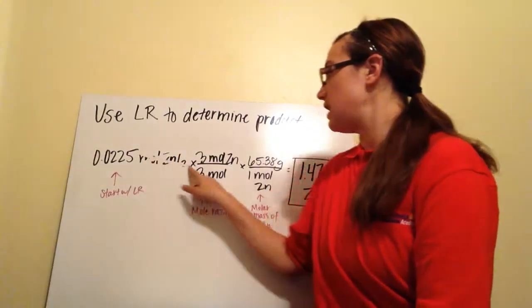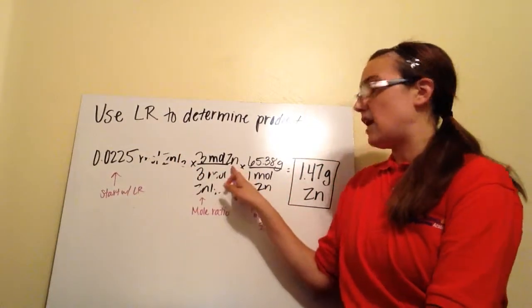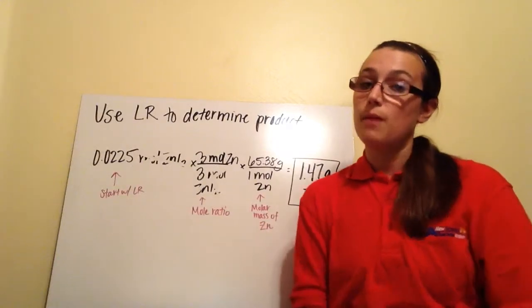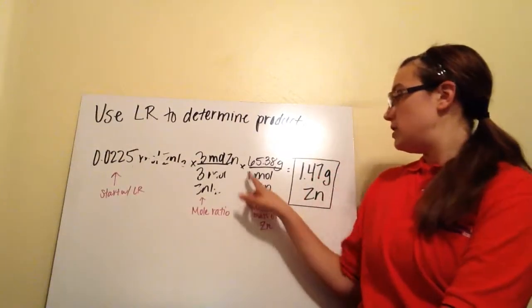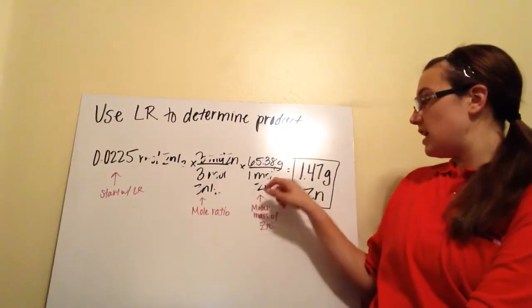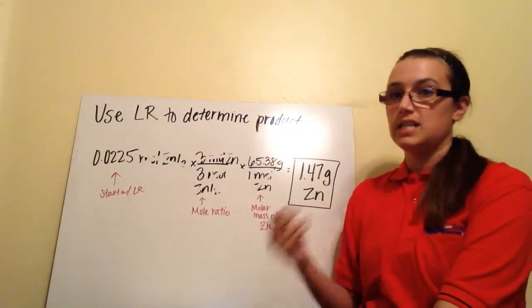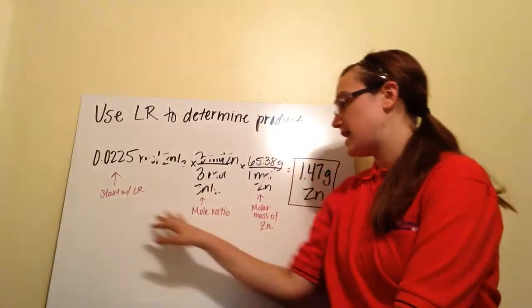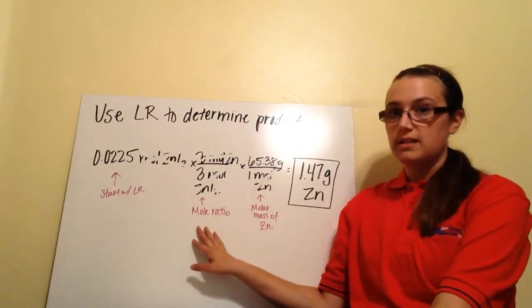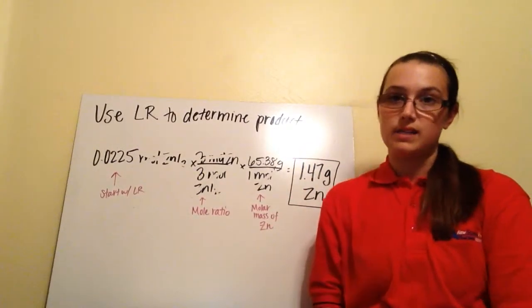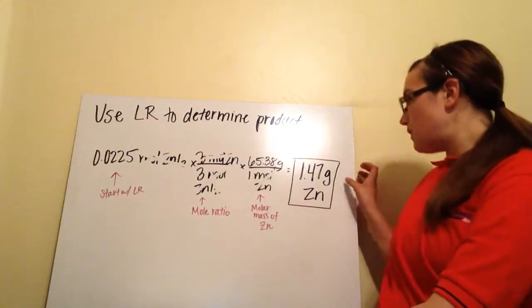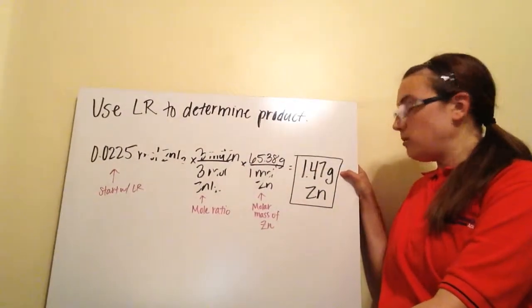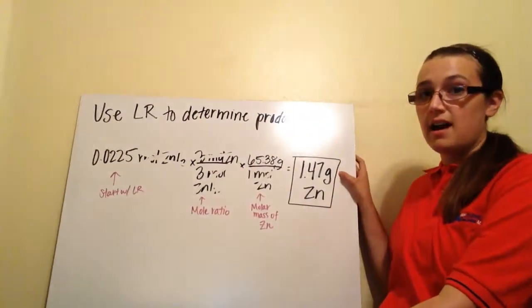So my moles of zinc iodide have canceled. Now I'm at moles of zinc. The problem though asked for grams. So what I'm going to do now is cancel out my moles of zinc by using the molar mass to get to grams. So again, to summarize what I did, I started with the limiting reactant, I used the mole ratio to get to zinc, then I used the molar mass of zinc to get to grams. And what you find is that you form 1.47 grams of zinc.